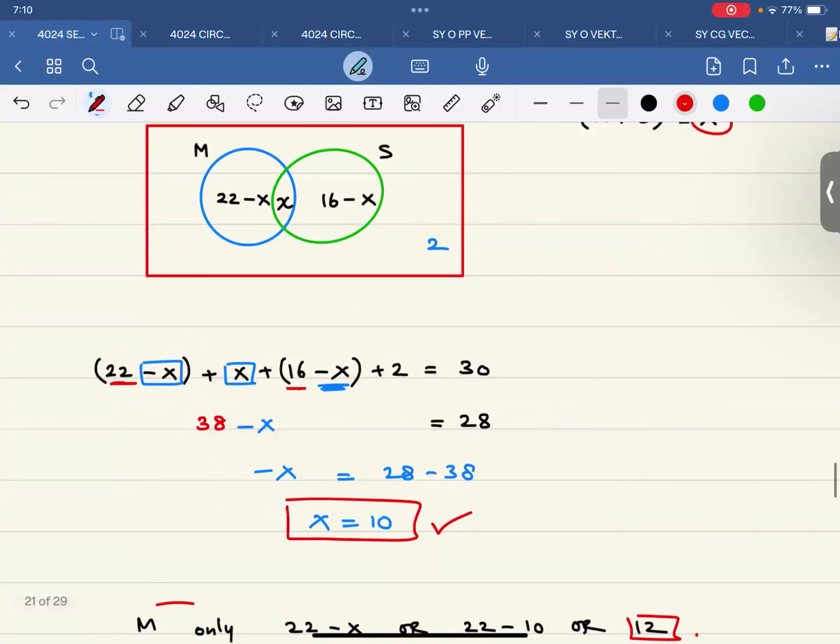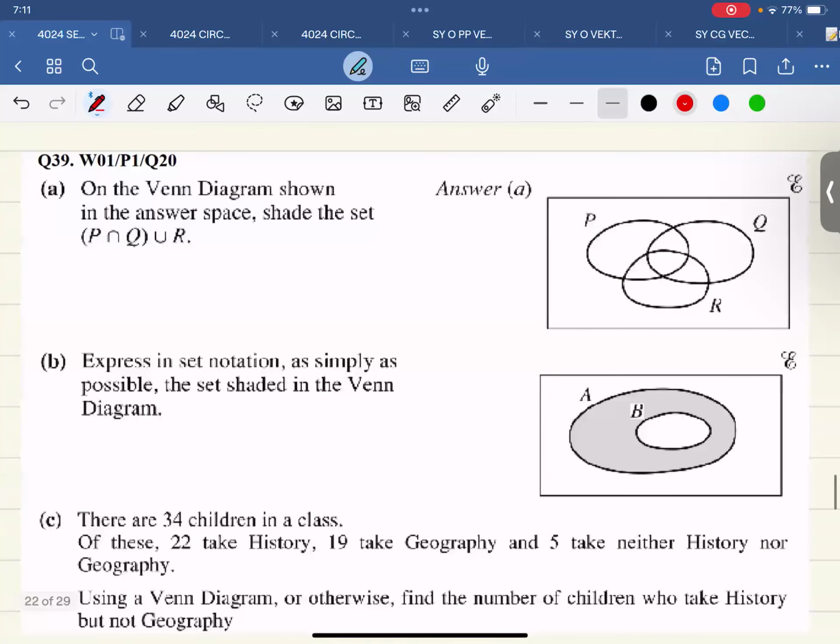Let's move on. Now the question says, on the Venn diagram shown in the answer space, shade the set P intersection Q union R. So this is the Venn diagram, with P and Q and R. First of all, P intersection Q is everything over here. And now it's a union with R, so shade everything in R. That includes this, this, this, and also this part of R.